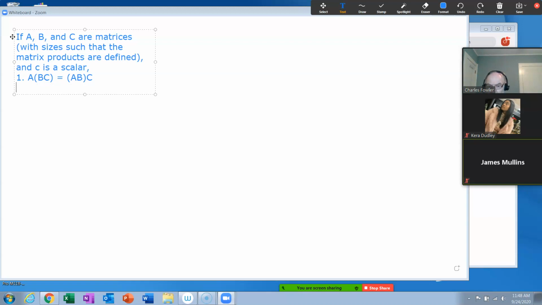The second one, what if you had matrix A multiplied by the sum of B plus C? That's going to be equal to AB plus AC. Third one.